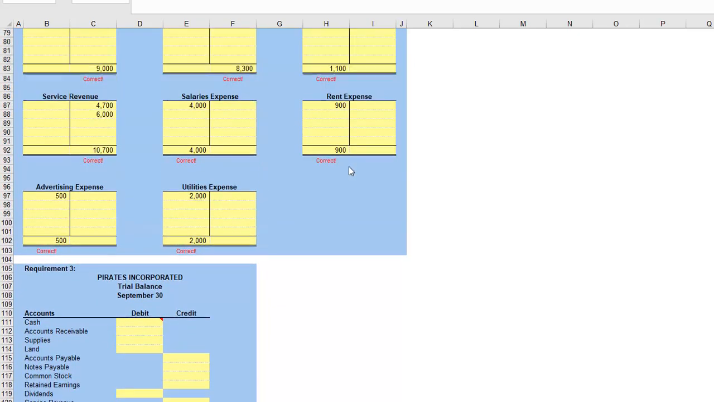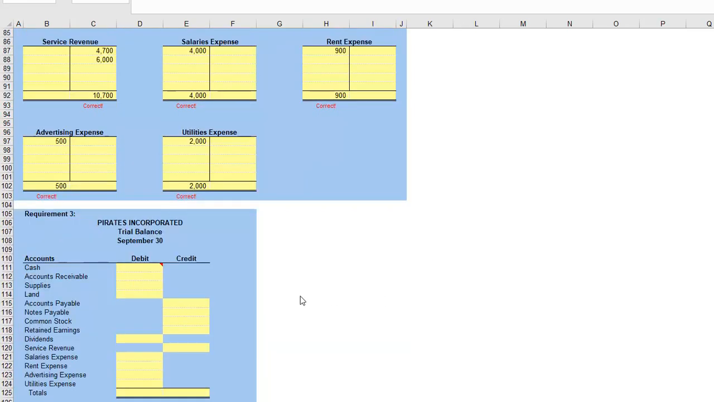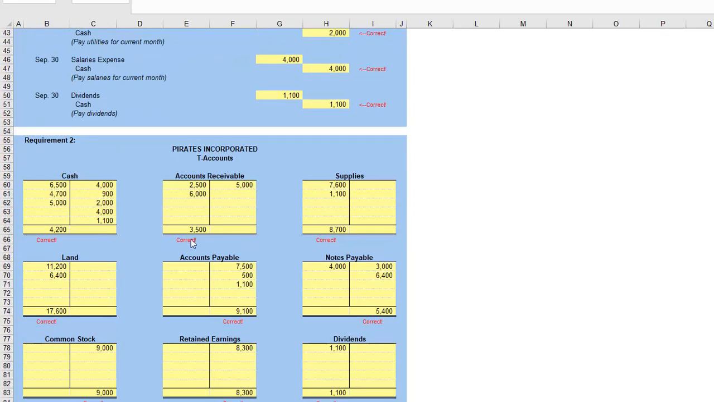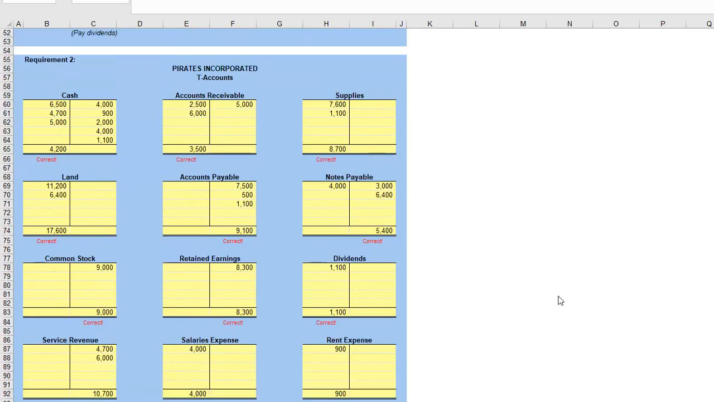If you were to accidentally leave off one of these pieces of your T accounts, this is how you would catch that error. You would see that your debits did not equal your credits, and you would go back and research which of these journal entries did not get recorded here in our T accounts. All right, so let's go ahead and look at what we've got here.